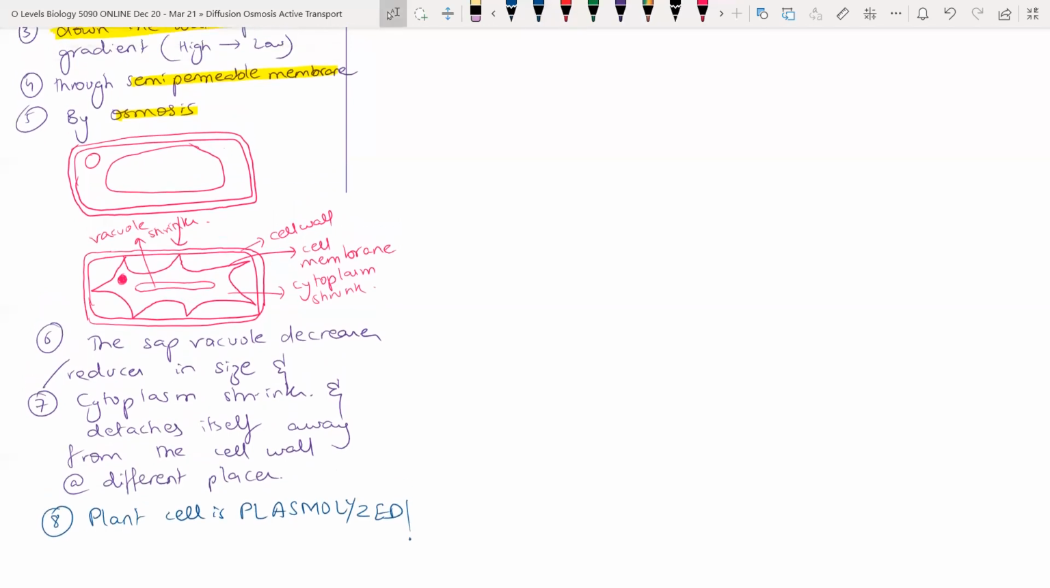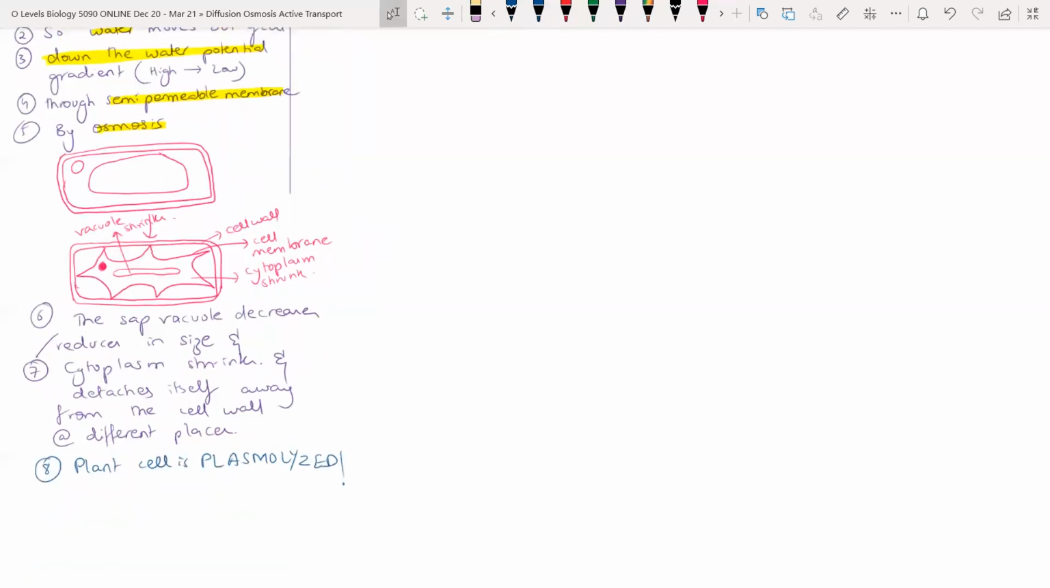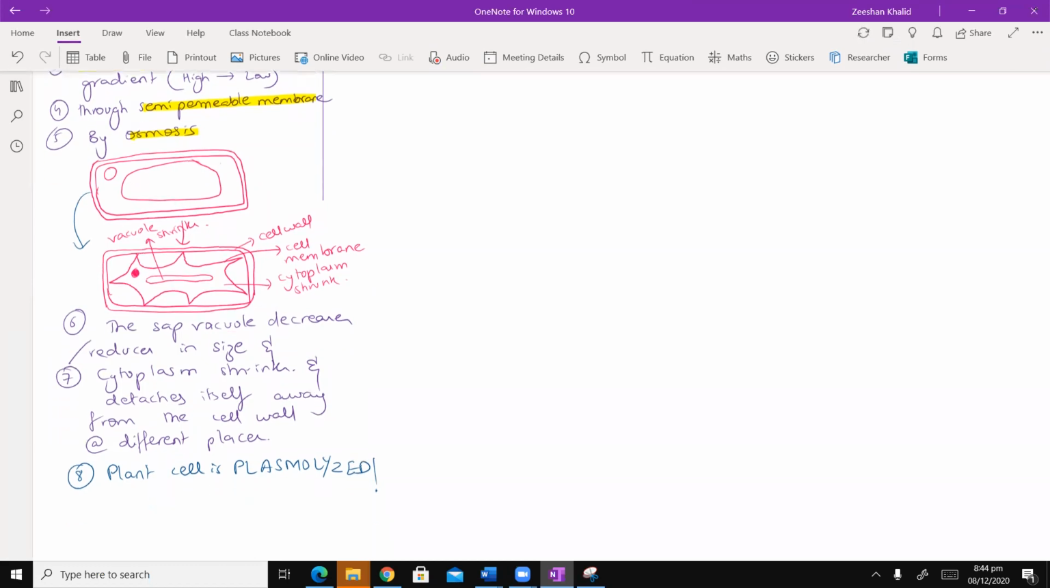Now, I want you to just understand one thing. You can clearly see I have drawn this transition from this cell to this cell. The size of the cell wall remains the same. Why is that the case? Don't you think the cell wall should crumple also? It should decrease in size? What do you think, class? Yes or no? No. Why? Because it's a rigid structure. Nothing will happen to it. But what follows is that the cell membrane shrinks.